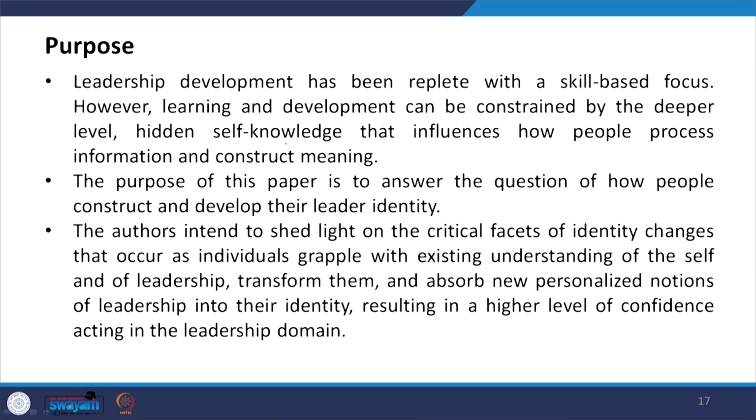The authors intend to shed light on the critical facets of identity change that occur as an individual grapples with existing understanding of the self and of leadership, transforms them, and absorbs new personalized notions of leadership into their identity, and therefore this is a new identity. When you have joined, you have a particular identity, and with the period of time you develop your leadership style, now there is your new identity.